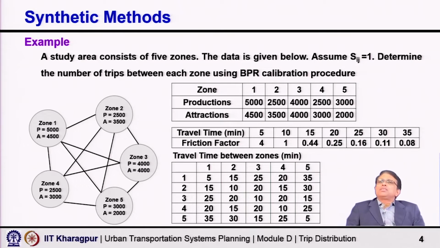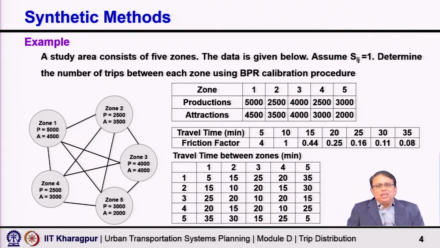I have assumed here some values. Let us say for 5 minutes it is 4. You know already that logically, the higher the travel time, the lesser should be the friction factor value. So, that trend is maintained. But who told me 4? Nobody, it is just my assumption. Instead of 4, you could take 40 also, it does not matter.